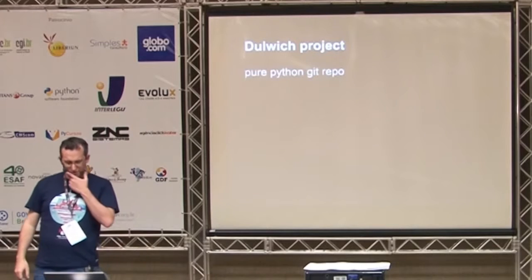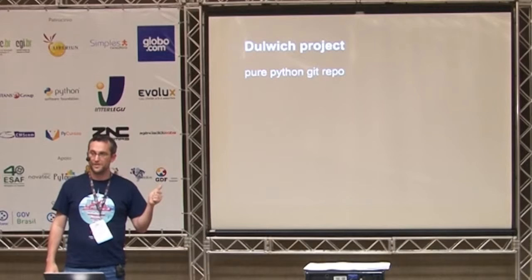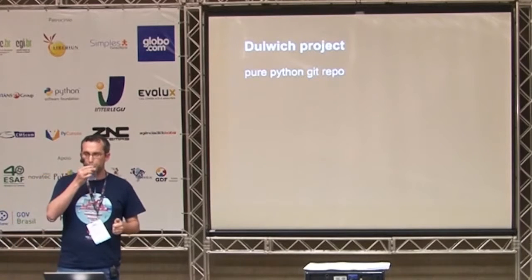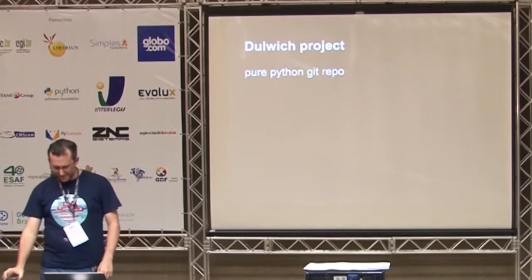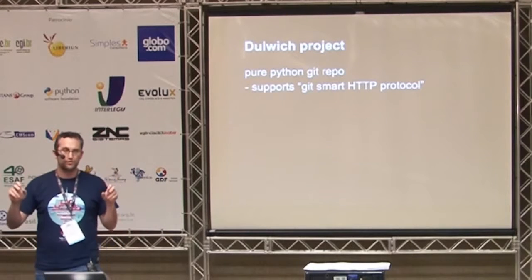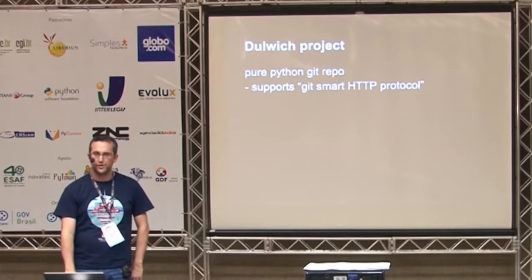So the Dulwich project's really interesting. The Dulwich project is a pure Python implementation of Git, both server and client, and it's well maintained, and I think Google's contributing to it quite a bit. So I started having a play with that. It supports the HTTP protocol, though not so you can do full pushes and everything via HTTP.